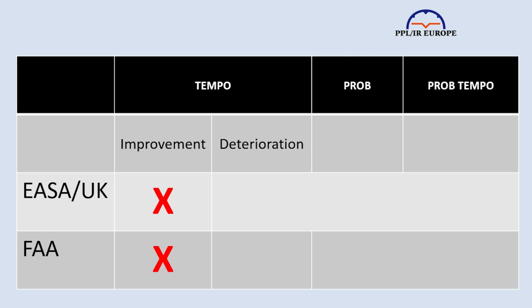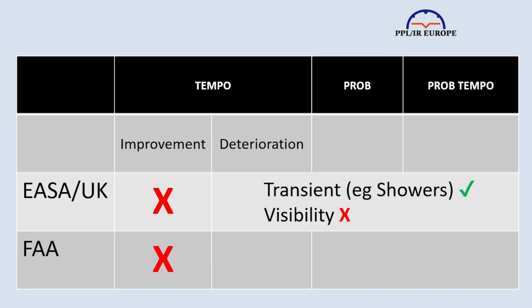Firstly, a tempo or a prob that indicates an improvement cannot be taken into account in either jurisdiction. EASA allows you to discount tempo or prob tempo deterioration below alternate minima, providing it refers to transient phenomena such as showery conditions as opposed to reduced visibility or continuous rain, in which case it must be taken into account. But the FAA say that a tempo below alternate minima completely disqualifies the airport as an alternate.